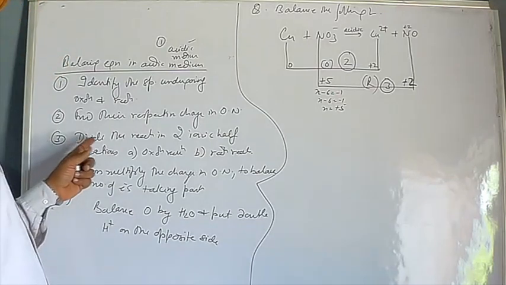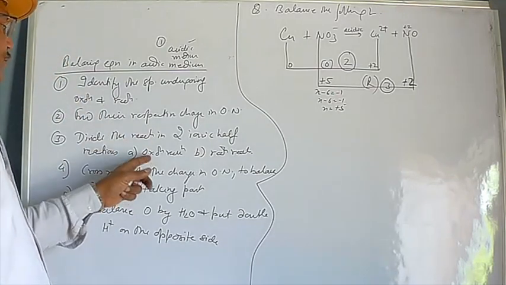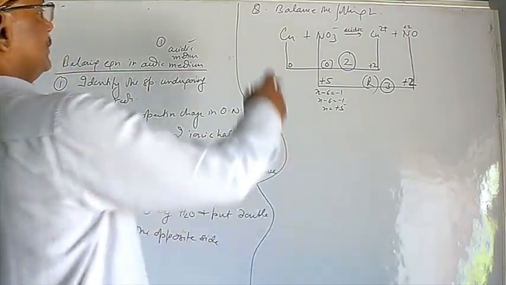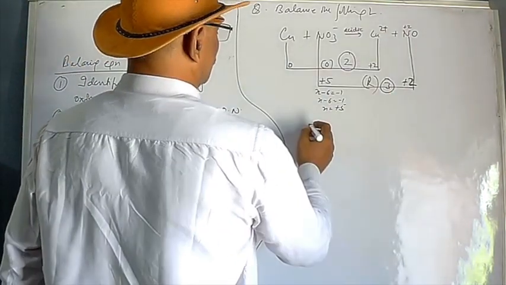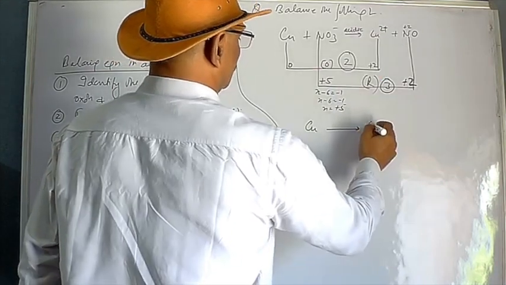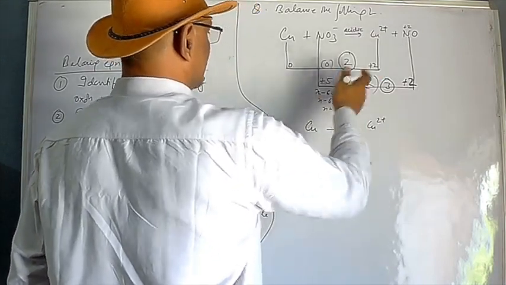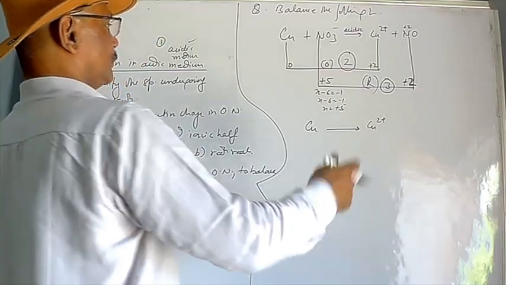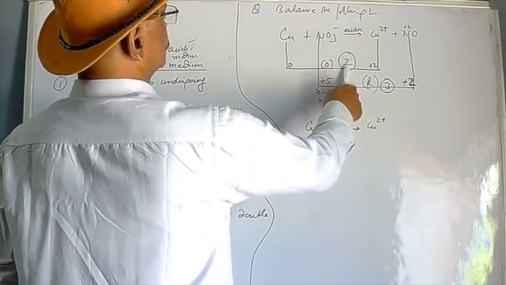Now divide the reaction into ionic half reactions, oxidation and reduction reactions. Class, copper is going for oxidation, so you see how to write copper, giving me copper 2+, and as I have already said, oxidation means removal of electron. How many electrons will be removed? 2.